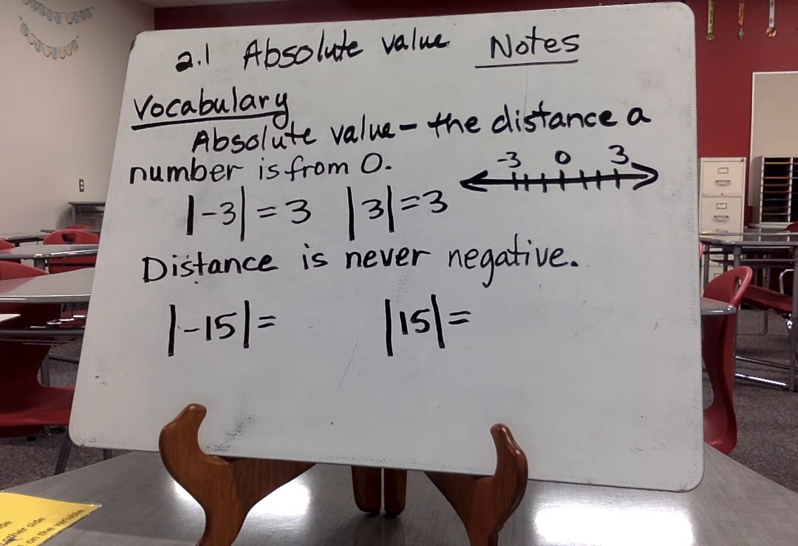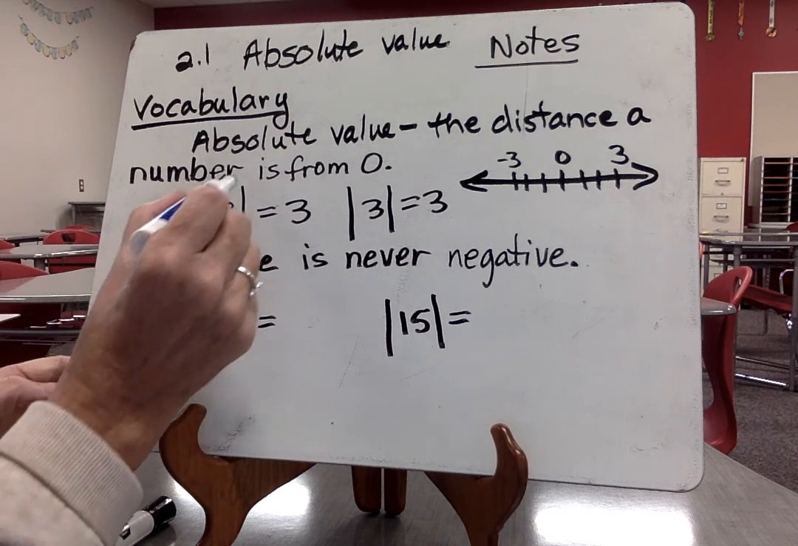Hello students, today we are going to learn about absolute value. First of all, the vocabulary for absolute value. The definition of absolute value is how far a number is from zero, or the distance a number is from zero. So here we have absolute value.